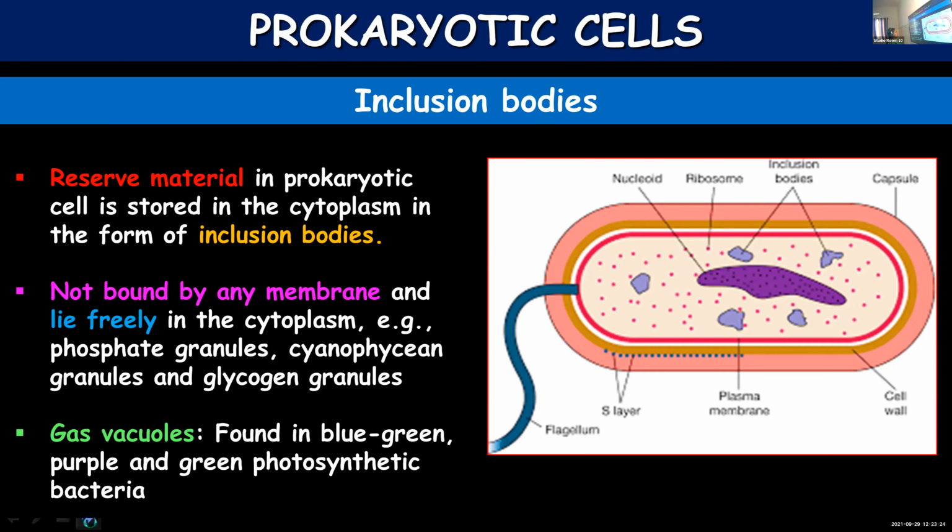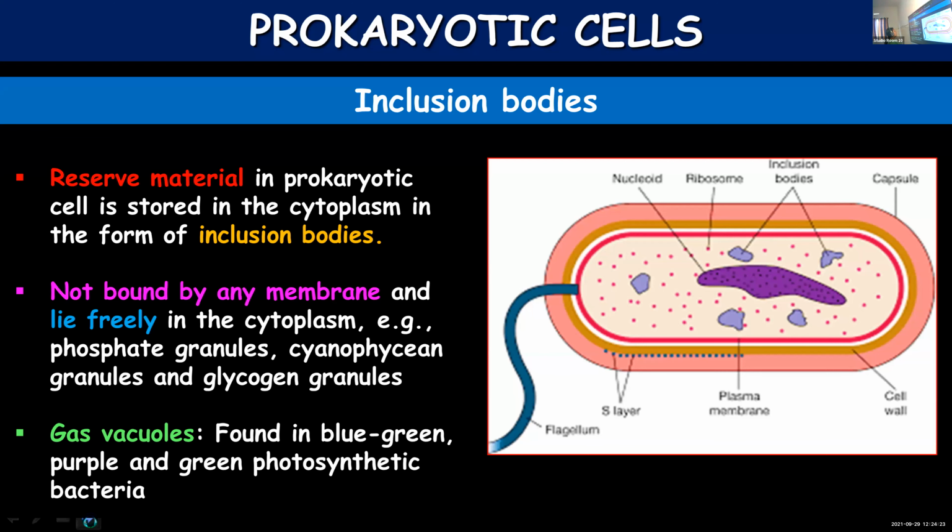Then gas vacuoles. Another structure you can find is gas vacuoles. You can find them in blue-green and purple and green photosynthetic bacteria. So apart from these, there are certain other structures which you call gas vacuoles. These are found in blue-green bacteria, for example cyanobacteria, then purple and green colored photosynthetic bacteria. So these are the different structures present in prokaryotic cells.